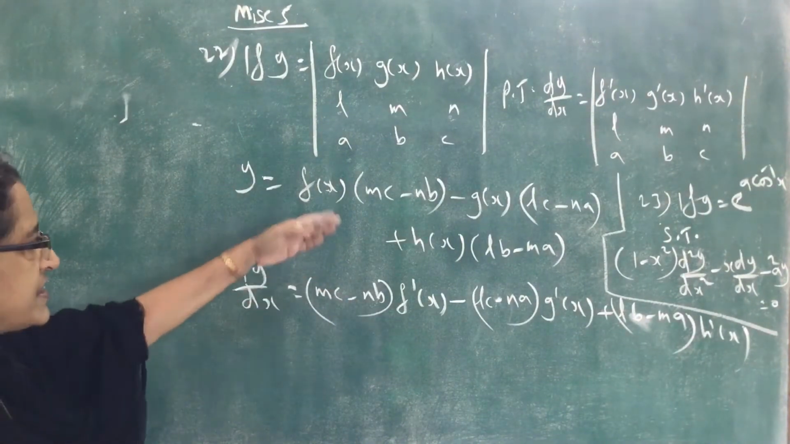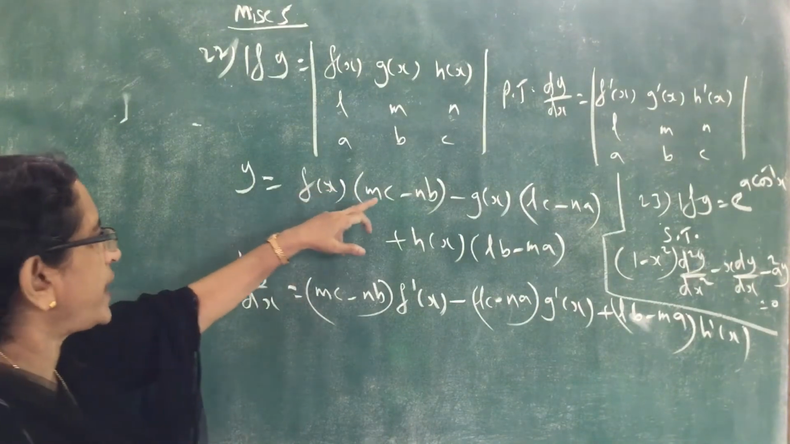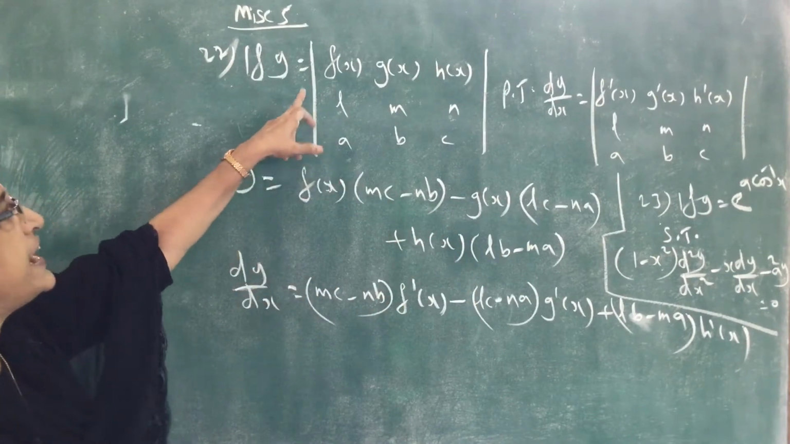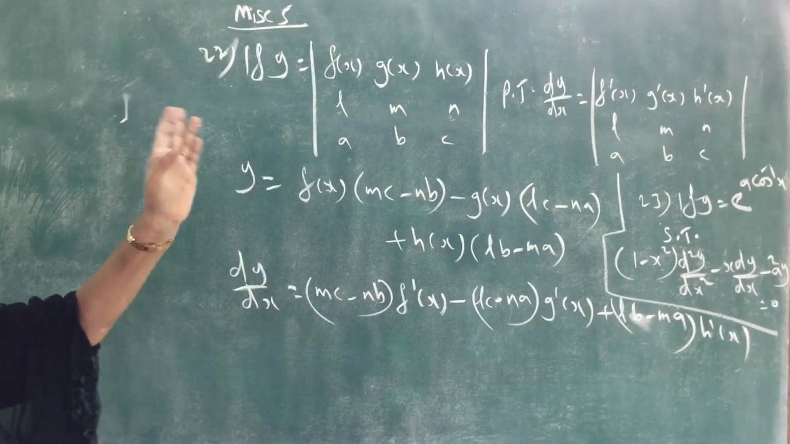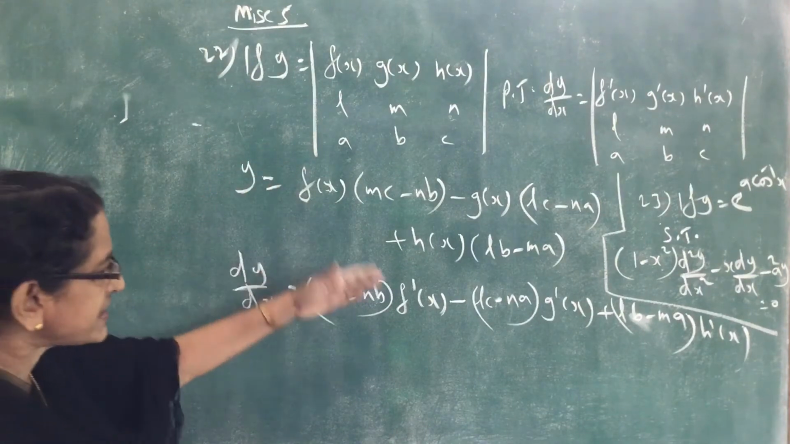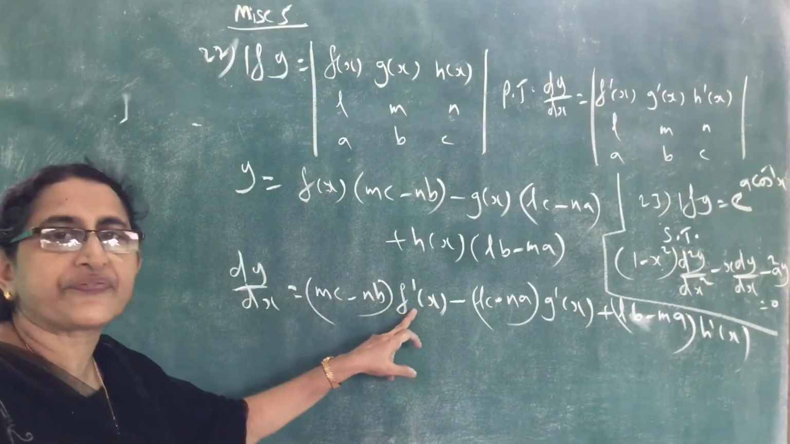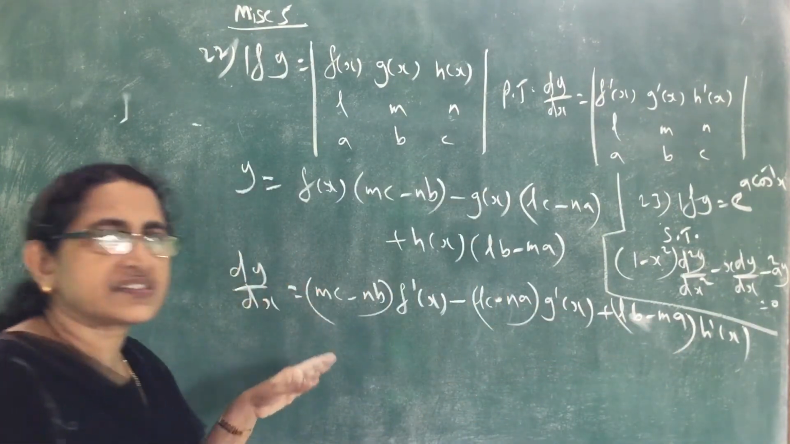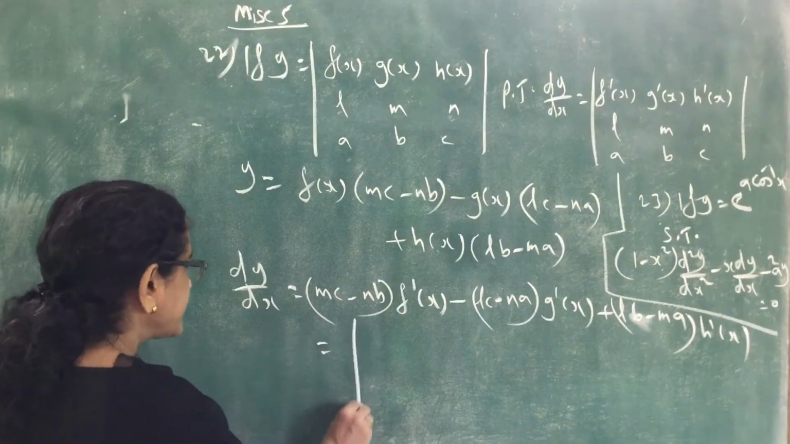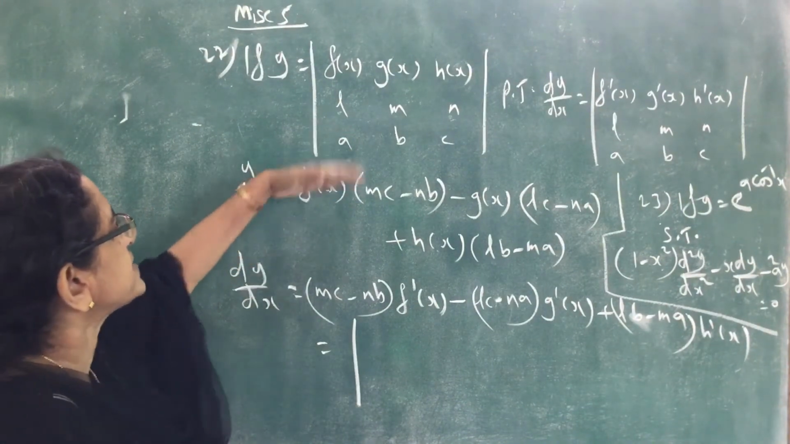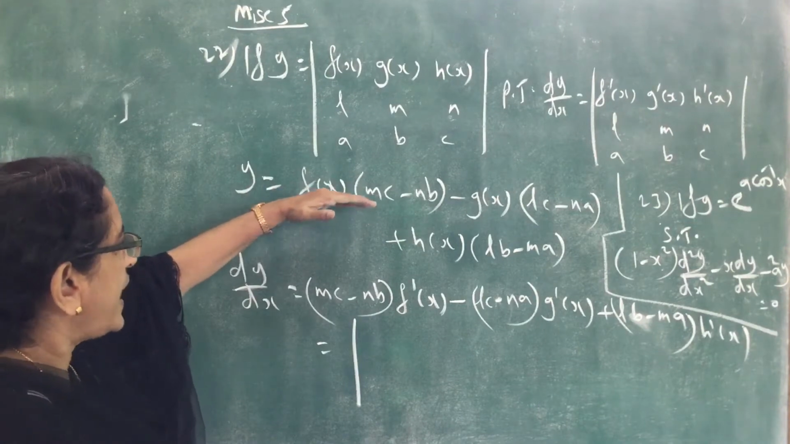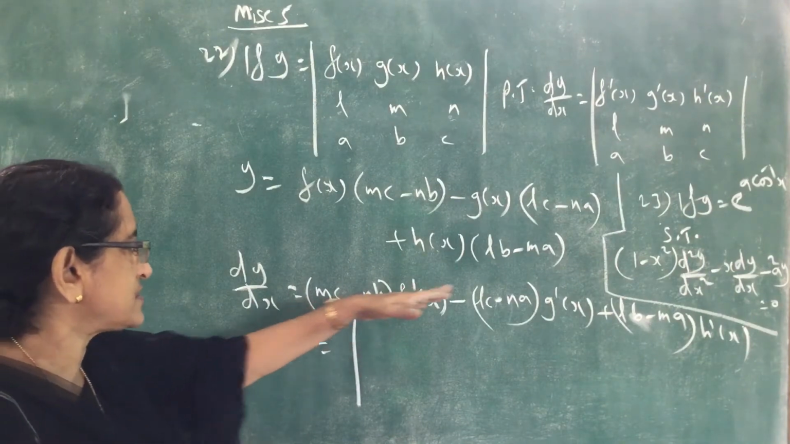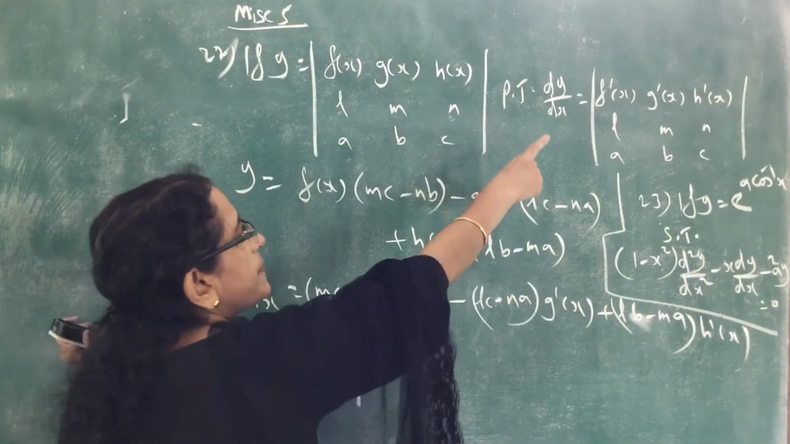See, when we compare with this form of y, f of x into MC minus NB, minus g of x into that, plus that, is the same as the determinant f of x, g of x, h of x, L, M, N, A, B, C. See, here what is the difference? In the place of f of x, here it is f dash x, g of x, g dash x, h of x, h dash x. So what is this equal to? Just compare this determinant and this function, and we can understand what this is equal to. This is the same as the determinant, that same thing.